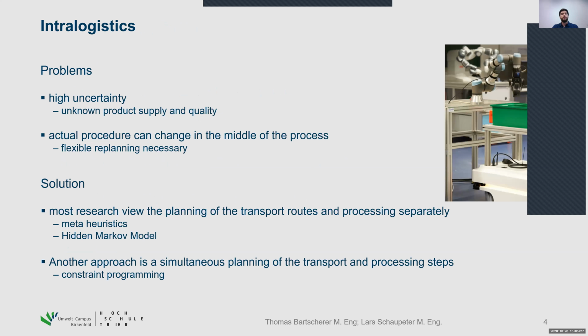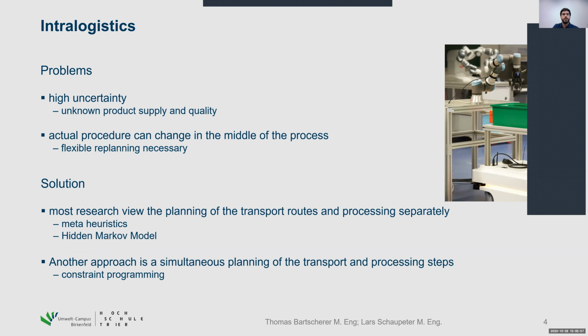Intralogistics for remanufacturing is different from the new part production because of the uncertain conditions of supply of the product. So error conditions may occur, therefore rescheduling in the actual procedure is necessary. We found different approaches for the optimization of transport routes and machine utilization. In most of the research, we found the planning of the transport routes and the processing are viewed separately.